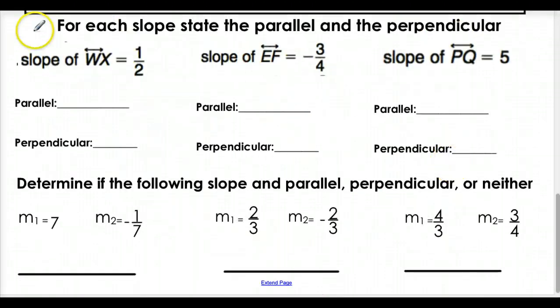So let's see if we can state the parallel and perpendicular slope for all of these lines. So for WX, the slope is 1/2. What would be the slope of the parallel line? It would be 1/2 too.